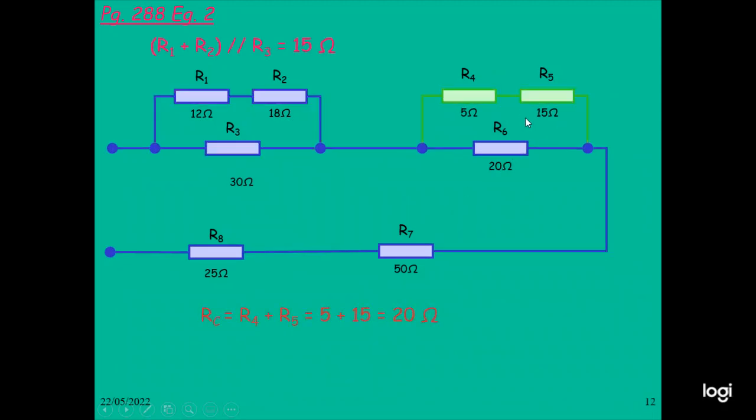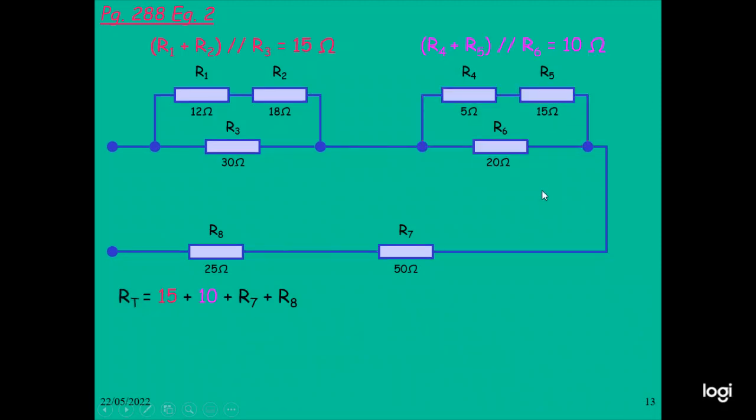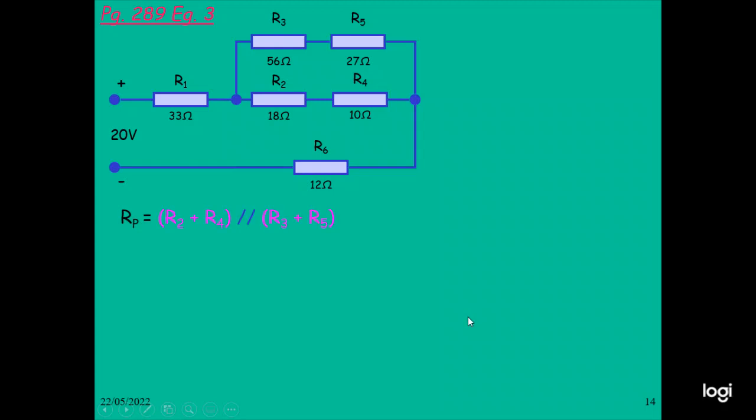And also this one is the parallel R equal to R2 plus R5, so that will be the 20 ohm. So RD equal to RC and R6 parallel, you got the 10 ohm. And R2 equal to this one and this one, plus R7, R8. So you got 15 plus 10 plus R7 plus R8, you got this 100 ohm. So this is the way we calculate the total resistance.